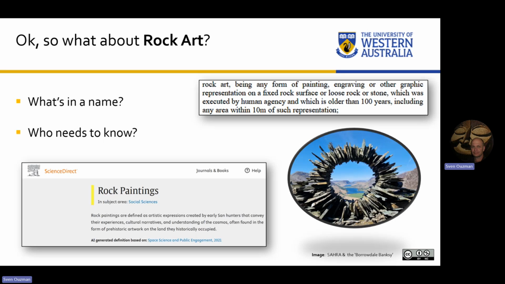So the screen snip at the bottom of the picture is from Science Direct, from the Elsevier stable, and here I stumbled across this definition of rock paintings. Rock paintings makes a global claim. At the bottom, you see it is AI generated, based on Space Science and Public Engagement 2021. So an interesting source that it takes it from. And then, as with AI, in this definition, there are some things that you'll say, yep, that's pretty accurate, and other things are a bit of a head scratcher.